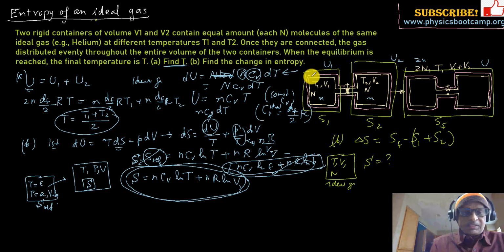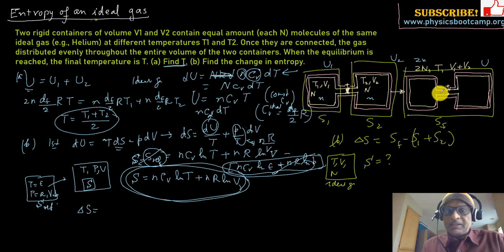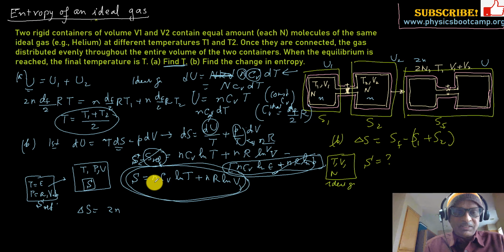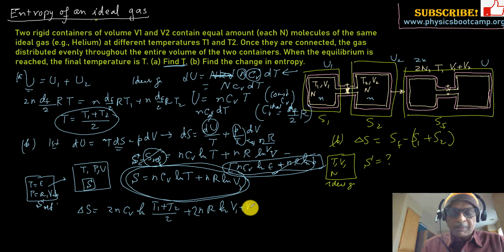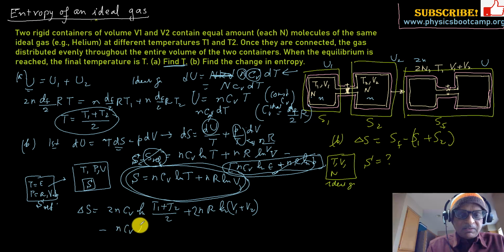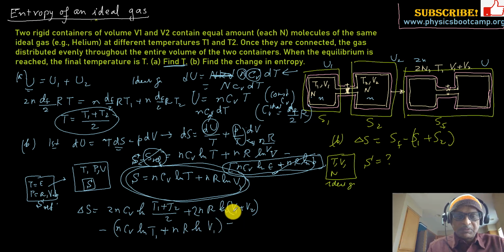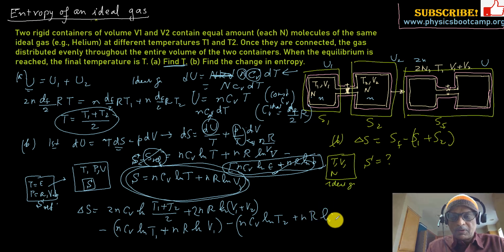So delta S is the final, so what's the final temperature? The number of moles is 2N, and Cv is the same, and you have a log of T1 plus T2 over 2. And then 2N R log V1 plus V2. That's the final. From there, I'm going to subtract each one of them. So I'm going to subtract N Cv log T1 plus N R log V1. For the other one, I'm going to subtract N Cv log T2 plus N R log V2.